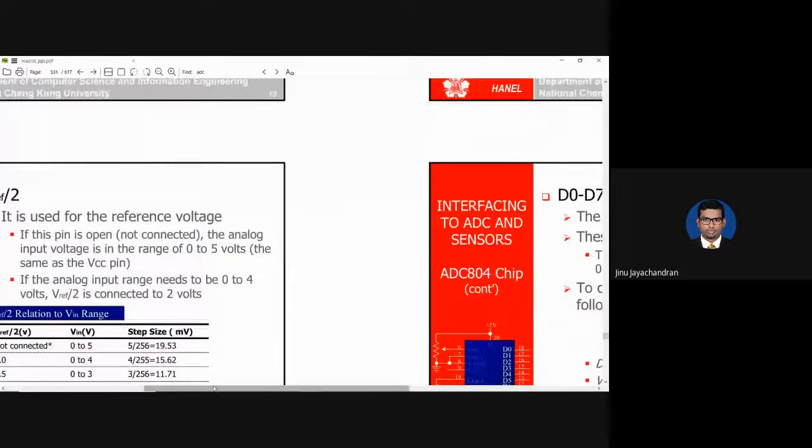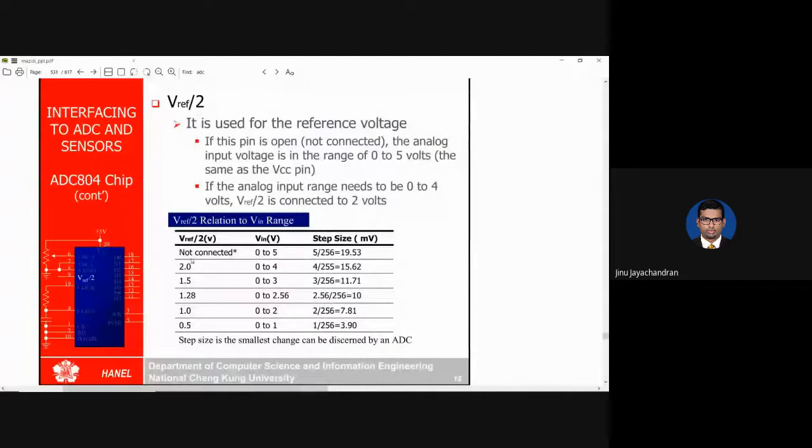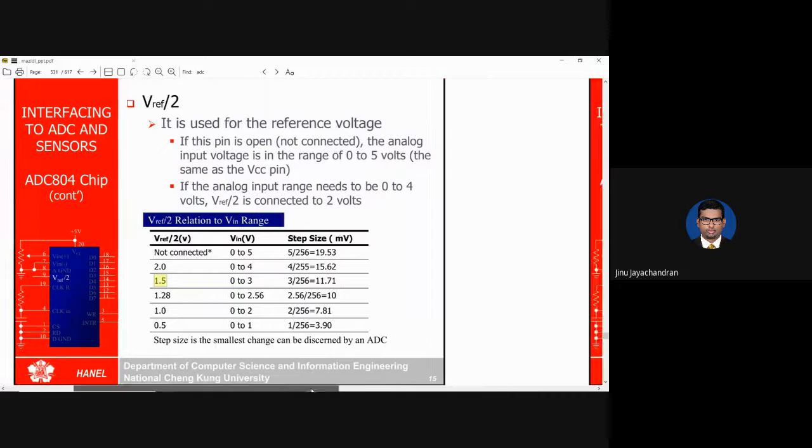And Vref, as I told you, Vref by 2 is the maximum voltage that you can convert. So if your Vref by 2 is 2, then any voltage of Vin from 0 to 2 into 2, which is 4, can be converted. So the resolution or the minimum step size is 4 by 255, which is 15.62. Similarly, for 1.5, this is 3 by 256, that is 11.71.